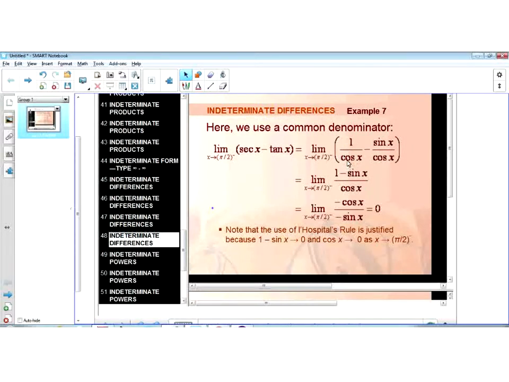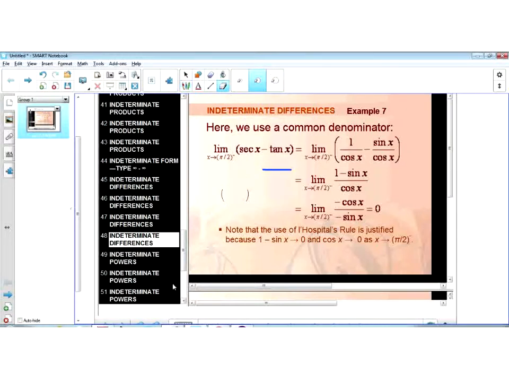So secant x minus tan x. Replace secant x with 1 over cosine x, replace tan x with sine x over cosine x. Do the subtraction. You can see now it's a 0 over 0 type. Take the derivative of upstairs and downstairs. When you do so, you can then use direct substitution for this limit, the last limit shown here, and that of course will be 0. So this limit then, right here, is equal to 0.